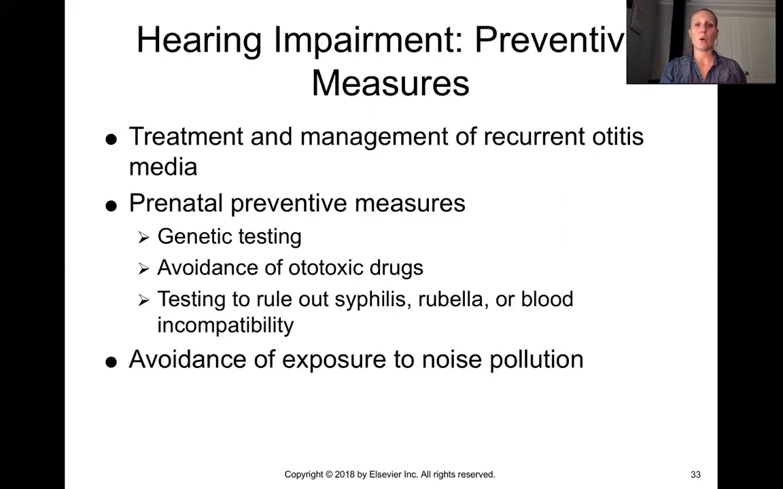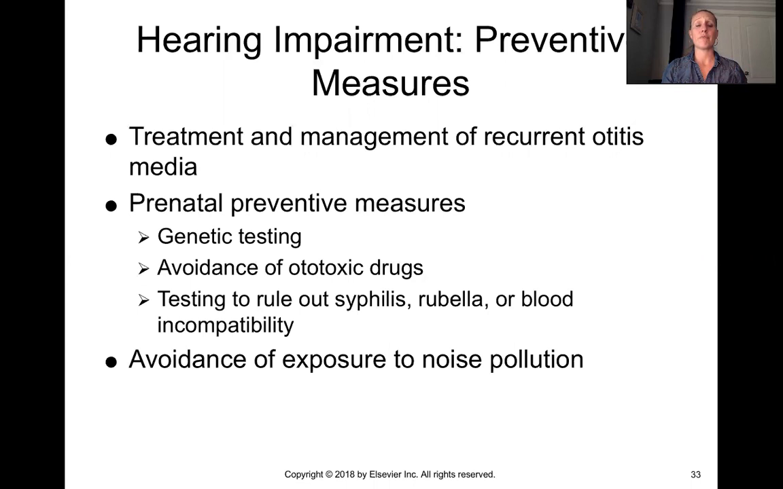So when we're looking to prevent hearing impairment, we talked a little about this earlier, but we're going to be very cognizant of those recurring ear infections, because the child who has those recurring ear infections is at an increased risk. And when we talked about the risks here, we have what we're going to do to prevent it. So we're going to avoid those ototoxic drugs. We're looking at the syphilis and the rubella. Blood incompatibility can also cause that, and that's the Rh negative versus Rh positive for mom.